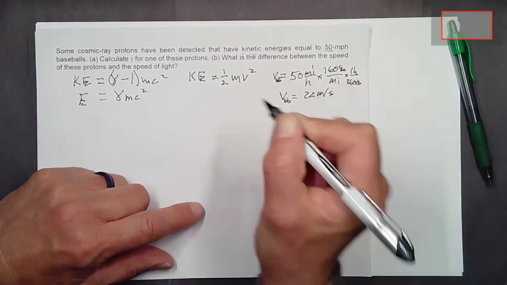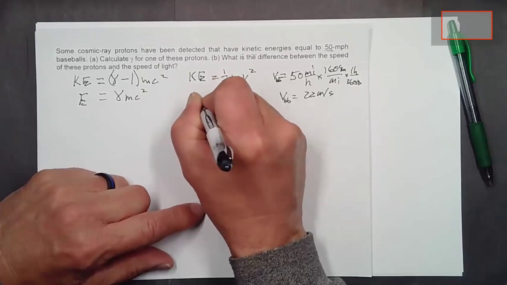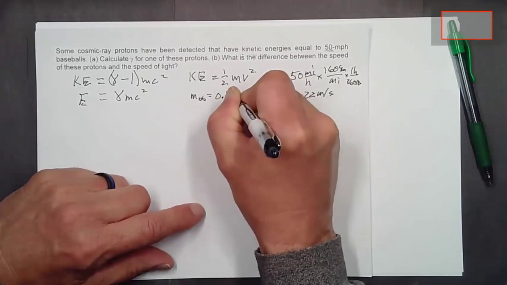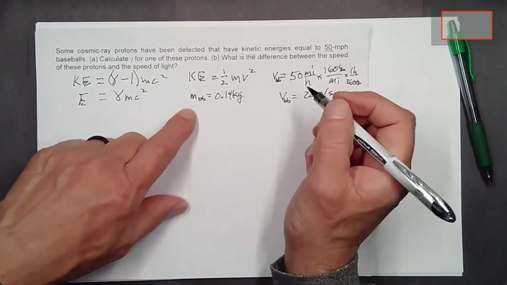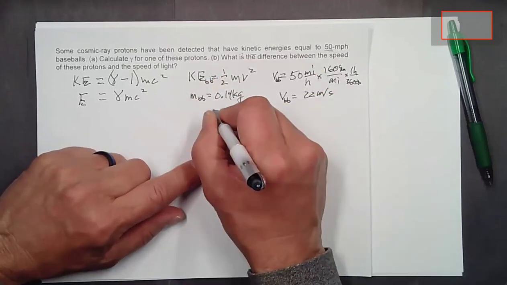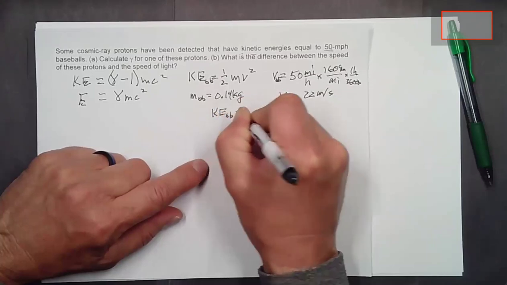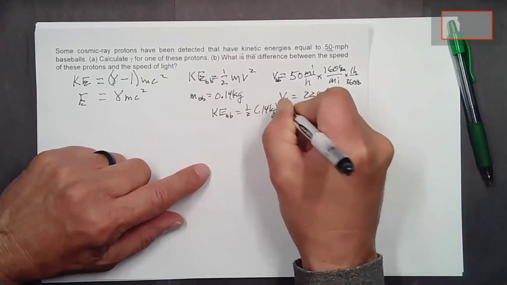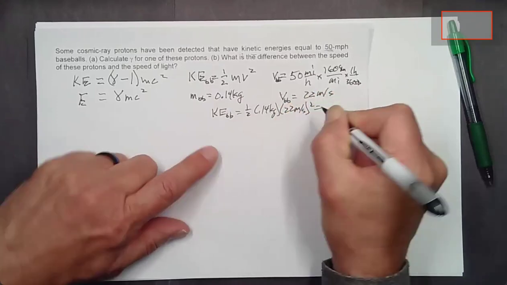So good enough. And then the mass of a baseball, m sub bb, is about 0.14 kilograms to two significant figures. So not a whole bunch. So the kinetic energy of the baseball, which I could label as K sub E BB as well, is just 1/2 times 0.14 kilograms times 22 meters per second squared.